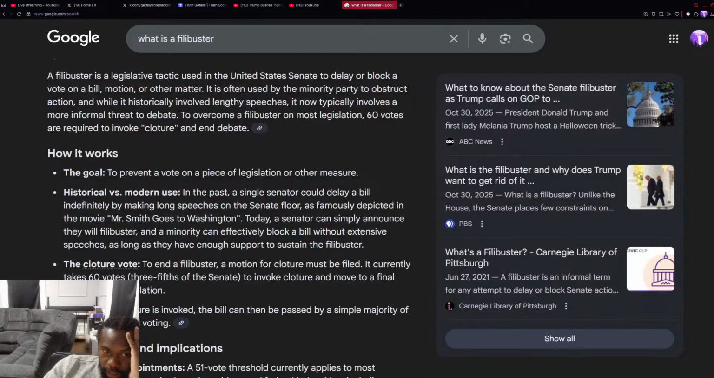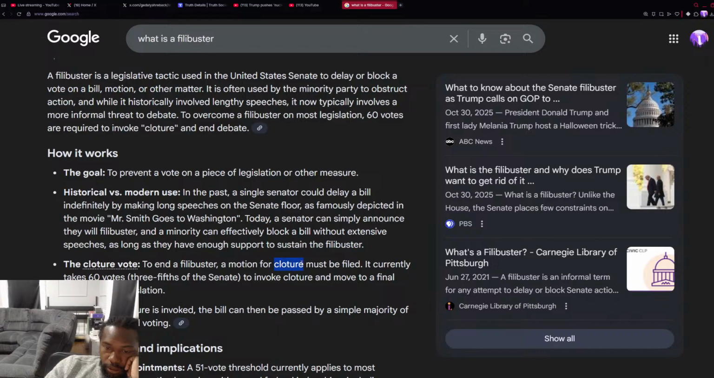Okay. How it works: the goal is to prevent a vote on a piece of legislation or other measure. Historical versus modern use: in the past, a single senator could delay a bill indefinitely by making long speeches on the Senate floor, as famously depicted in the movie Mr. Smith Goes to Washington. Today, a senator can simply announce they will filibuster, and a minority can effectively block a bill without extensive speeches as long as they have enough support to sustain the filibuster. The cloture vote: to end the filibuster, a motion for cloture.